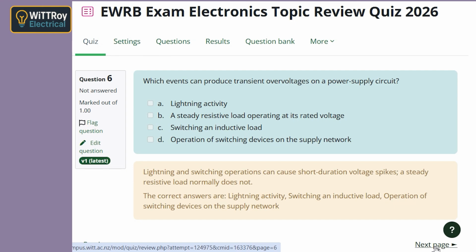Right. Then the correct choice is lightning activity, switching an inductive load, and operation of switching devices on the supply network. Yes, keep that reasoning with the answer. Lightning and switching operations can cause short-duration voltage spikes. A steady resistive load normally does not. I see it now. A transient is the brief change, not the normal steady condition.